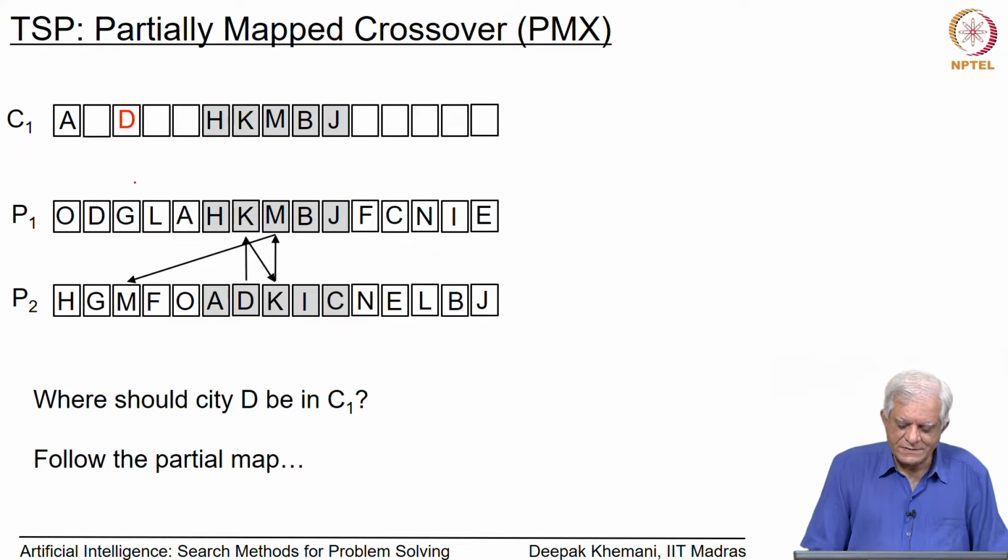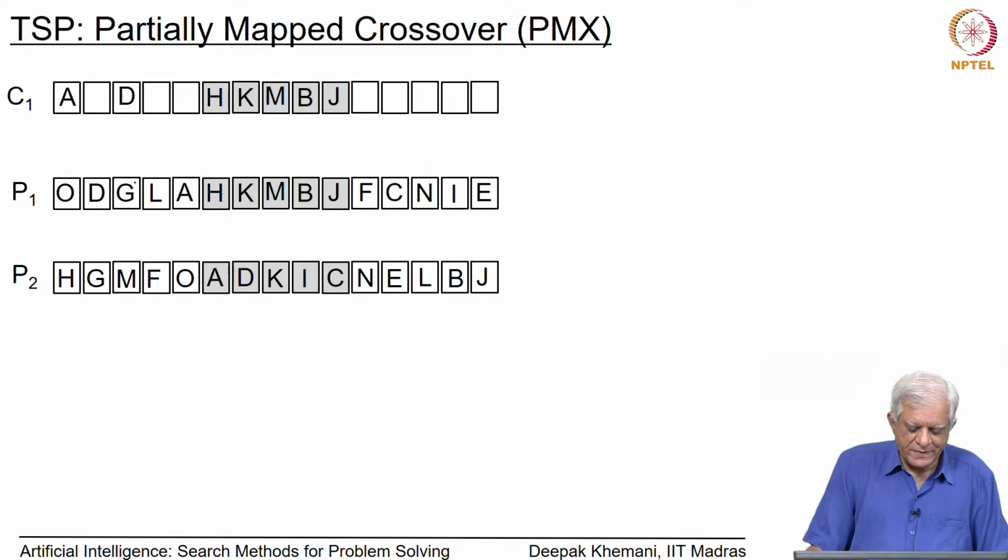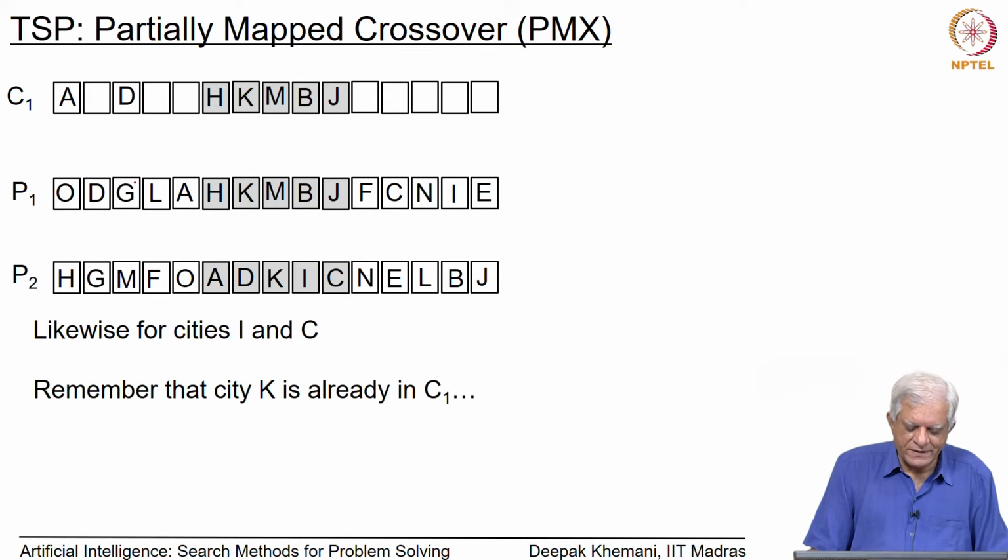In a similar fashion, we go and do the remaining two cities I and C. Remember that K is already there in child 1, so we do not have to worry about it. It is just that I and C we need to place. For city I we follow the trail and end up placing it in the second last column, and city C we end up placing in the last column.